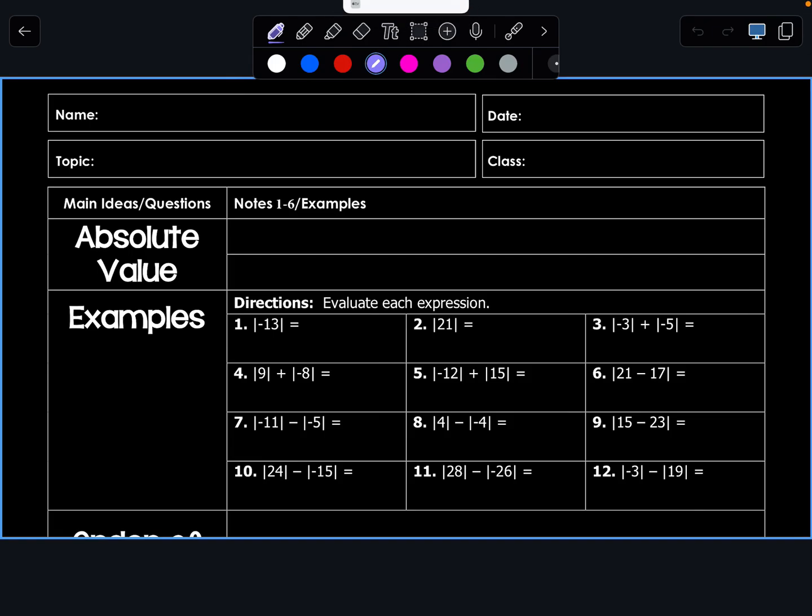Today is the 19th. Okay, so today we are going to talk about order of operations. Before we talk about order of operations, we're going to review absolute value.